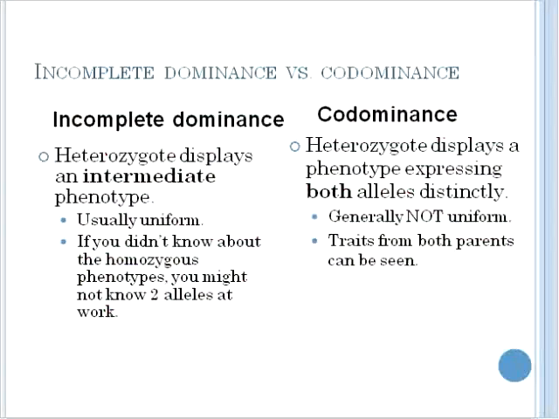With incomplete dominance, the heterozygous condition displays an intermediate phenotype. It's usually uniform, and if you didn't know about the homozygous phenotypes, you might not know that there were two different alleles at work. Whereas with codominance, the phenotype that's displayed expresses both distinctly. Generally, it's not uniform, and traits from both parents can be seen.